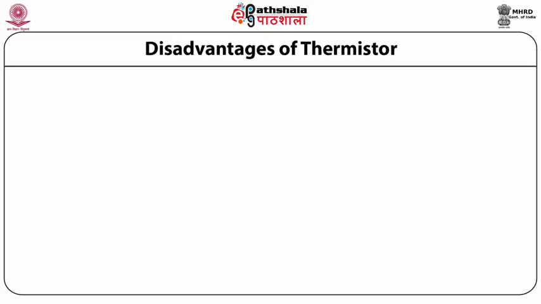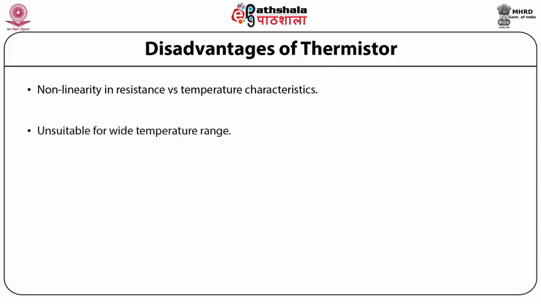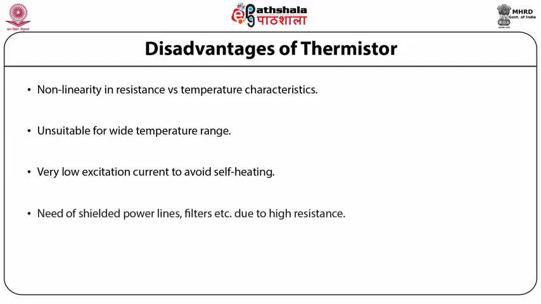Now, thermistors come with certain disadvantages also. Number one, they have non-linearity in resistance versus temperature characteristics. Secondly, they are unsuitable for a wide temperature range. Third, they need a very low excitation current to avoid self-heating. The next one is the need of shielded power lines, filters, etc., due to high resistance.